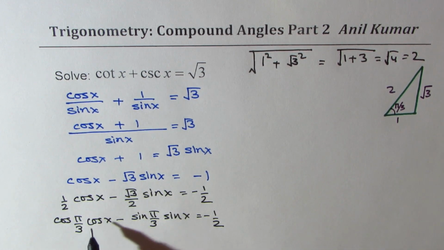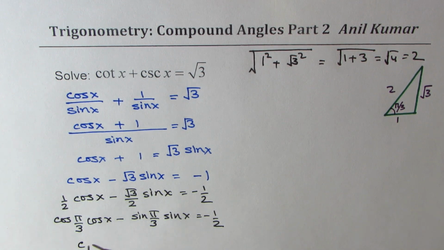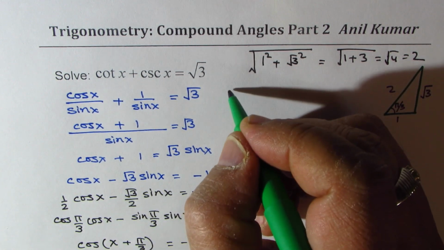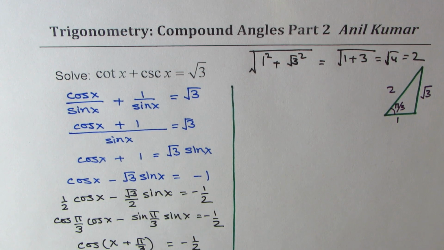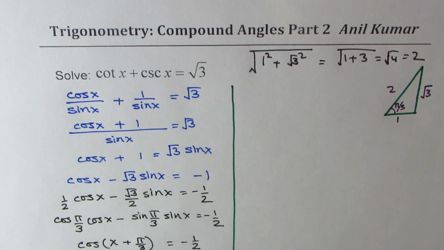You could actually write this as cos of a plus b, right? So this is written as cos of x plus pi by 3 equal to minus half. So we get the form which can easily be solved, and we can now find what x is. Now let us see when cosine is minus half.